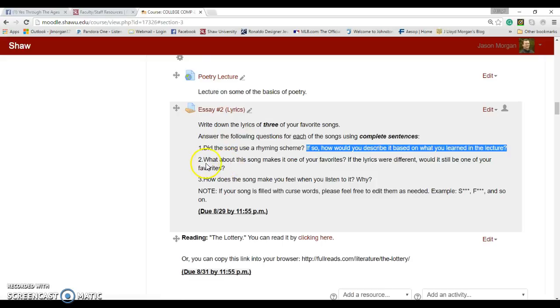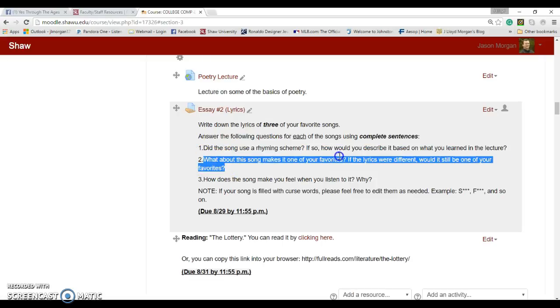What about this song makes it one of your favorites? The idea is there's a reason why one of these songs is your favorite. Maybe it's the music. Maybe it has nothing to do with the lyrics. Maybe after you read the lyrics, you realized the song isn't what you thought it was about. If the lyrics were different, would it still be one of your favorites? If you were to change some of the words around, do you think you could improve upon it? Or do you think that it's just perfect the way that it is?